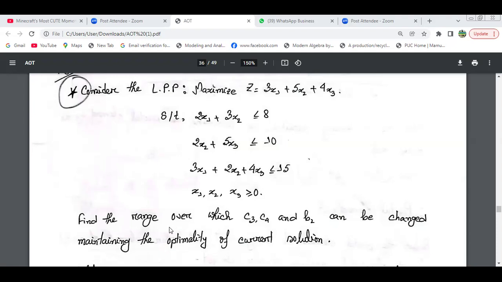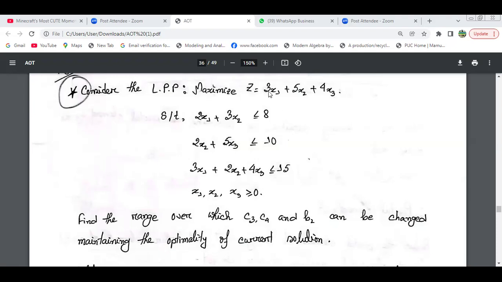We have to find out the range over which the first cost vector and third cost vector, and second, requirement vector B2 can be changed, maintaining the optimality of the current solution. Now, what will be C1? In standard form of the linear programming problem, C1 x1, C2 x2, C3 x3.